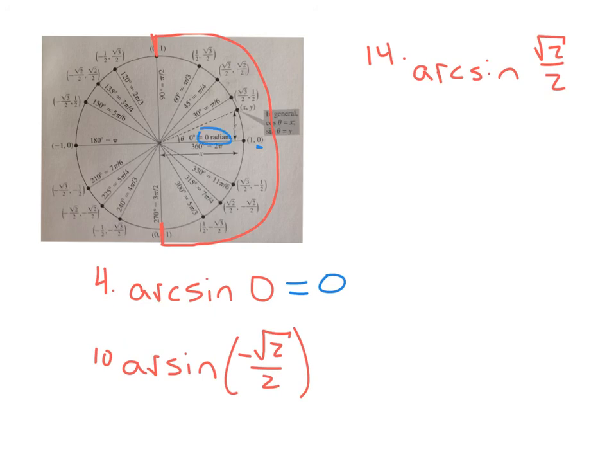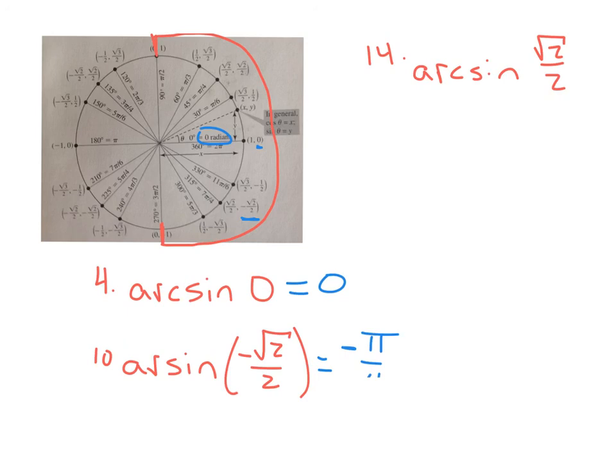And so number 10, arc sine of negative radical 2 over 2. So what angle are we thinking of? So the sine of what angle gives us negative radical 2 over 2? Well, here's where our y value is negative radical 2 over 2. You know, that's 7 pi over 4 on this, but we're not allowed to say that because that's outside of our new domain. Okay, and so we're saying it's negative pi over 4 is the answer there.